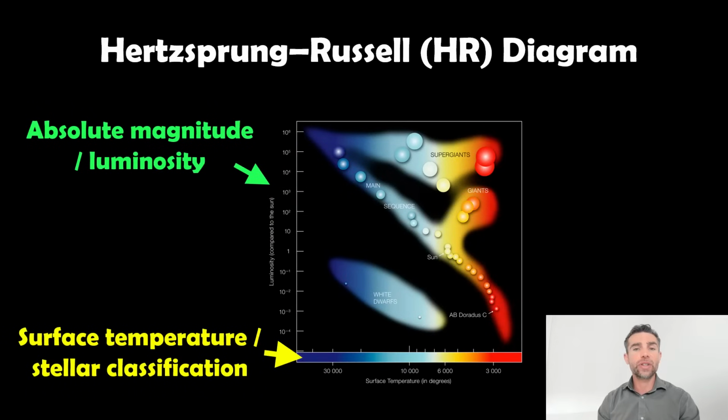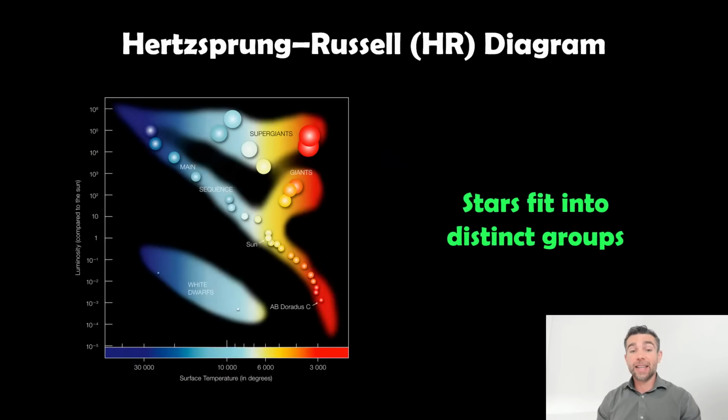So if we go to the HR diagram, the Hertzsprung-Russell diagram, now this is a scatter plot of all different sorts of stars, and if you take the surface temperature or stellar classification, which is along the bottom axis, and you plot it against its absolute magnitude or luminosity, you get this sort of scatter plot shape here. Now the main sequence is a diagonal down the middle, going from the top left down to the bottom right, and what you typically find there is that all of the stars will fit onto distinct groups. So white dwarfs are in the lower left, main sequence that diagonal, you've got giant stars and red giants, things like that to the upper right.